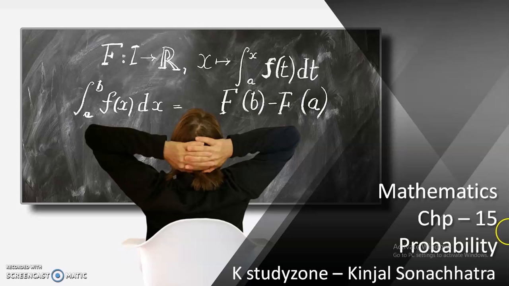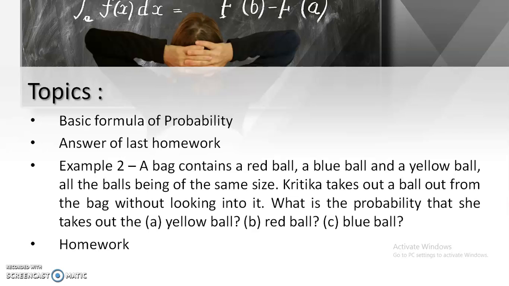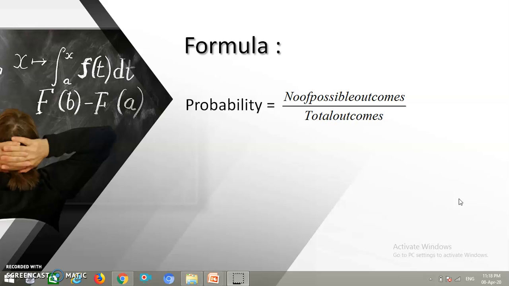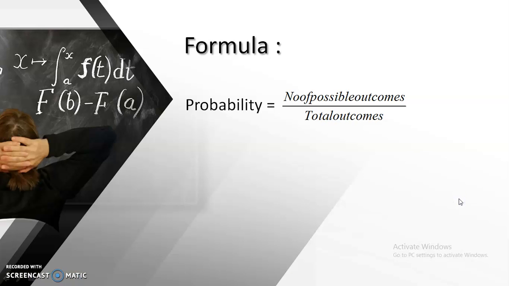Today we will discuss these topics. First one is the basic formula of probability, second the answer of last homework, third example 2 from your textbook, and fourth obviously homework. So starting with the first topic, formula. Basic formula of probability equals number of possible outcomes divided by total outcomes, which you already know about it. So go to the next slide.